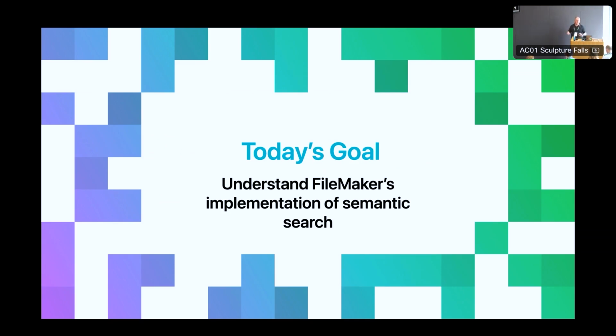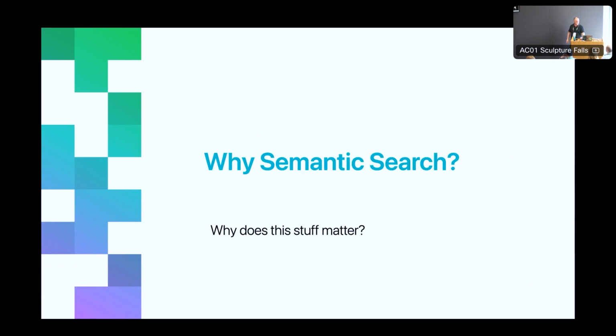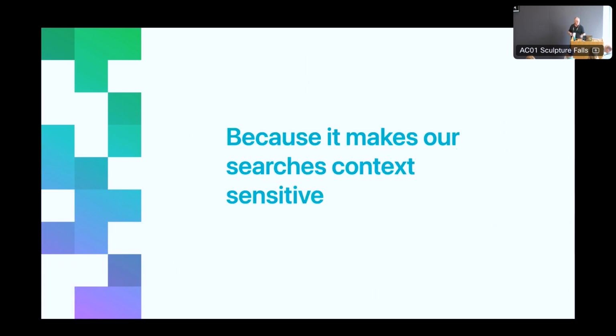Demos I did here, actually it's not quite 100% local, but most of the demos I did here were running using local large language models. So we're not connecting to the internet and using large language models online. And basically the large language model is running on my Mac. And so the first question is really, why semantic search and why does this stuff matter?